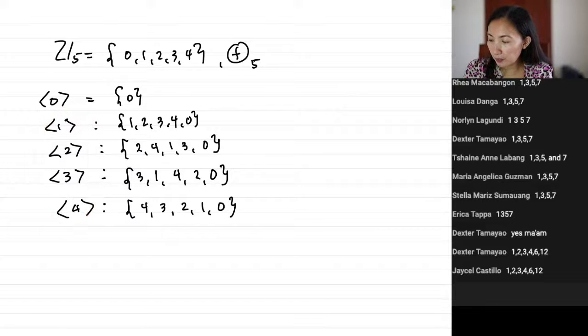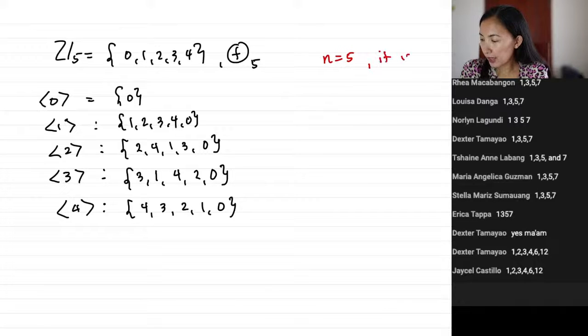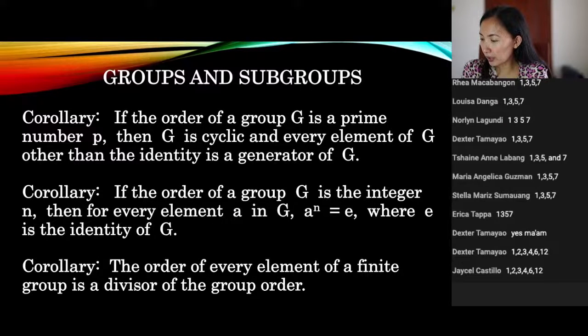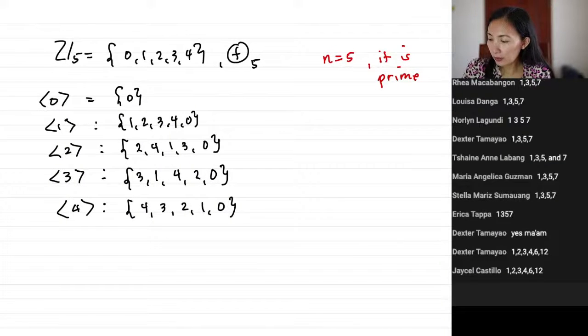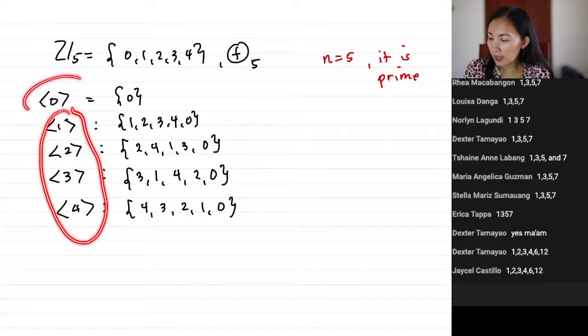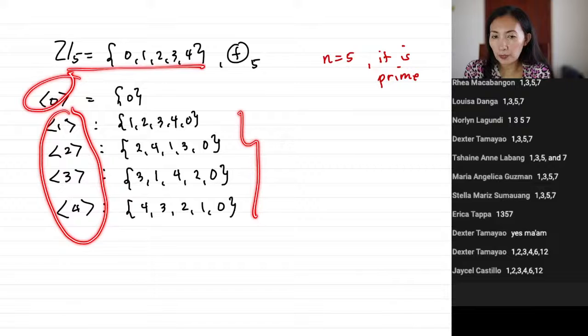What did we say? If this is prime. The order of Z sub 5, let the order be n, the order here is 5, and it is prime. The first corollary says, if the order of a group is a prime number, then G is cyclic, and every element other than the identity is a generator of G. So, all elements except the identity element generate the group. I hope you understood that.